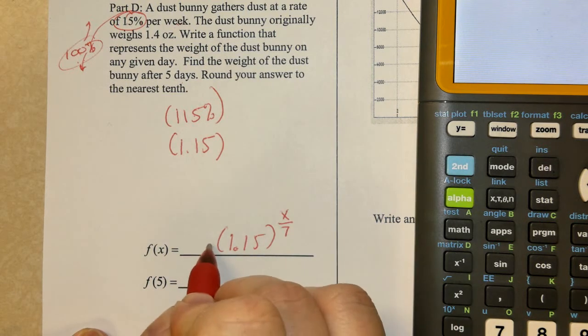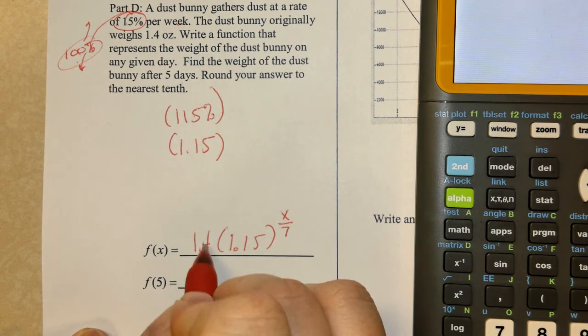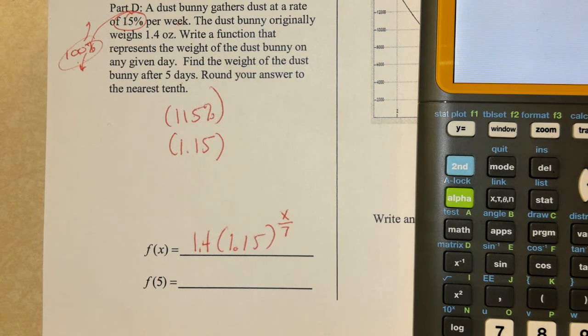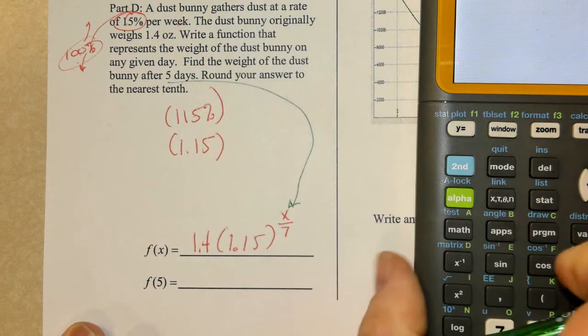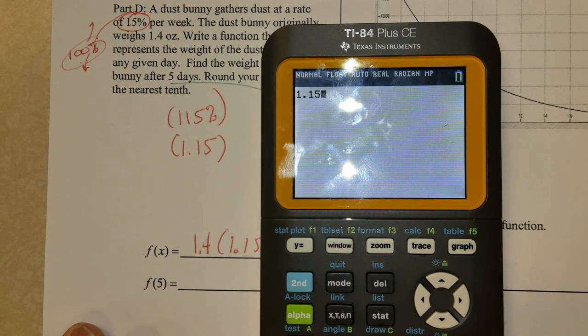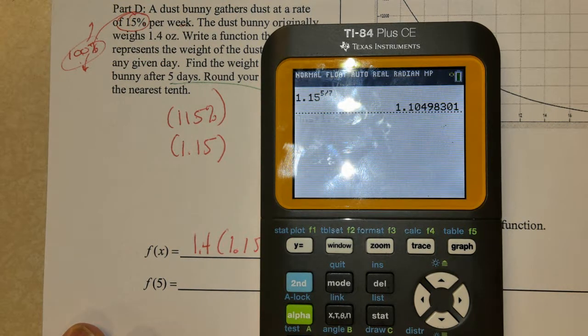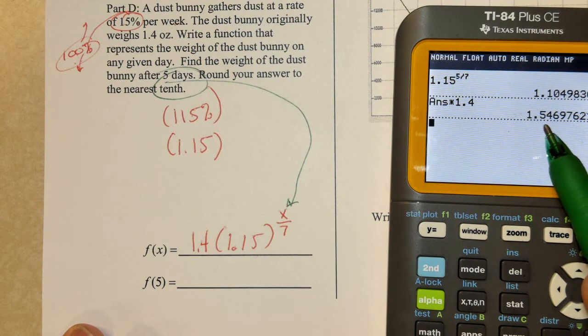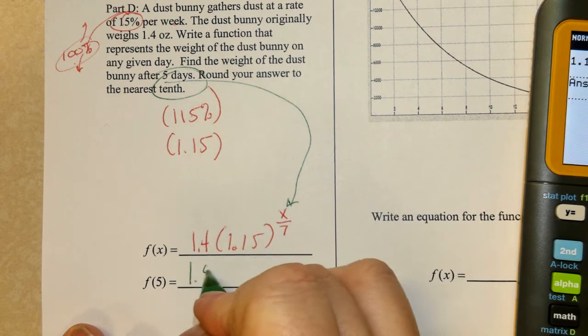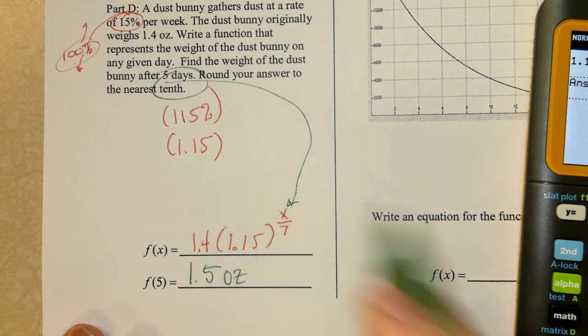X there. Original amount is 1.4 equals your y. Now when you solve this, I'm going to substitute 5 for the x. So 1.15 raised to the 5/7, take it times 1.4, and then round to the nearest tenth. 1.5. 1.5 ounces.